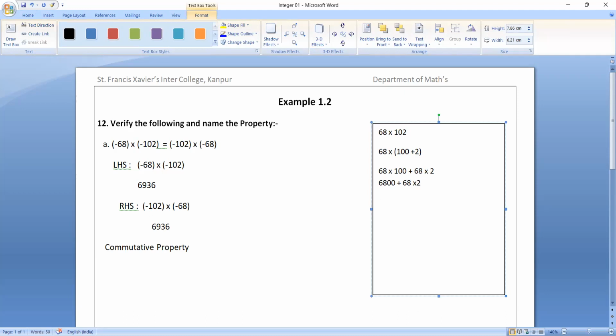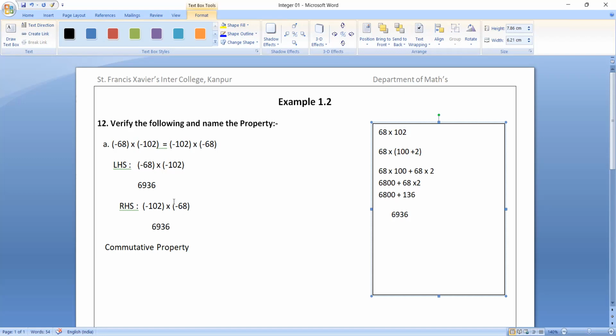You can see that 6800 plus 136. Then what will be the answer? This will be 6936. This is how we have to multiply this thing. Okay, this is the technique to multiply. You can do direct multiplication as well, no problem in this.